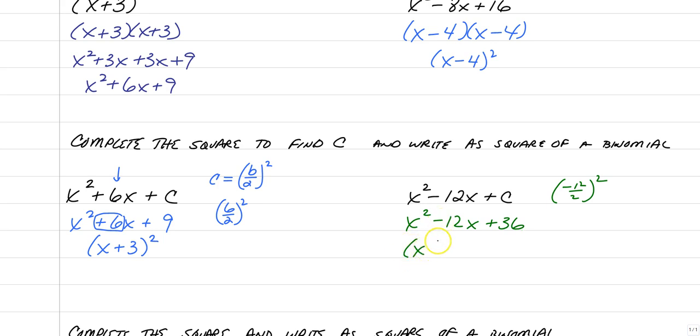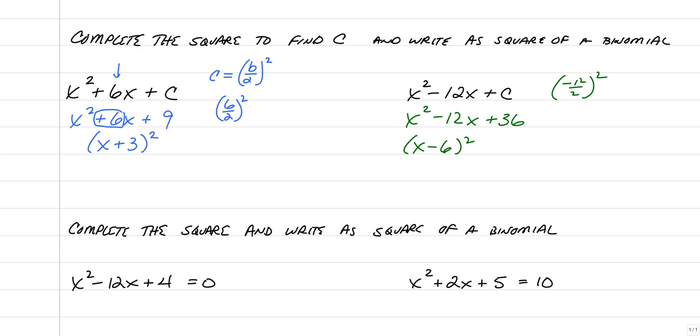And then it's x, that symbol, half of that number, squared. That's written as the square of a binomial. Okay? So that's how you find c and then write that trinomial in terms of the square of a binomial.